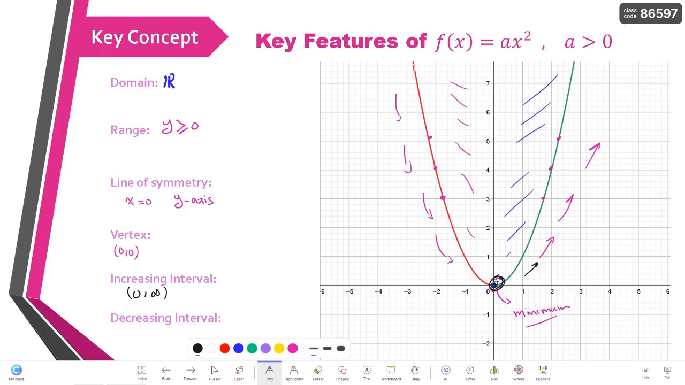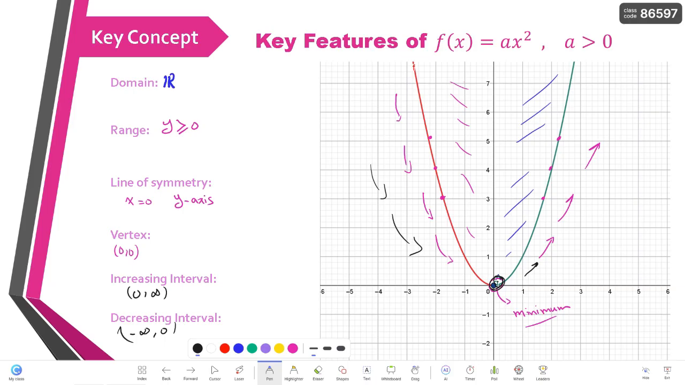On the other hand, the decreasing interval would be from negative infinity to 0, since the graph goes down in this interval. So any number belonging to this interval, or to the negative section, or anything less than 0 would be in the decreasing interval, and anything higher than 0 and going up is going to be the increasing interval. So these are the key features of the parent quadratic function when a is higher than 0.